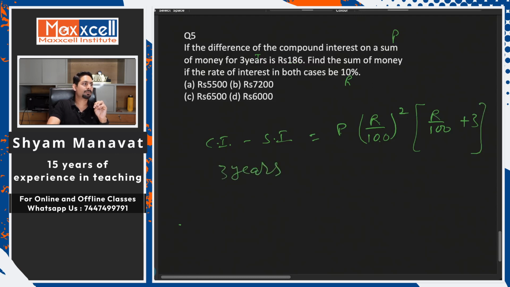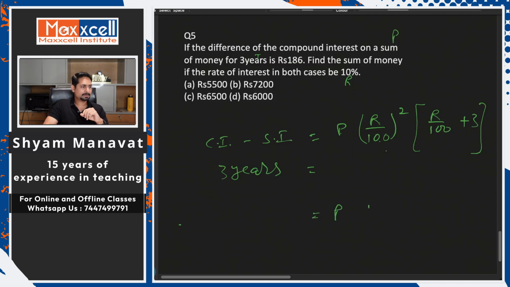Yeah. What is for 1 year? Yes, 0. What is for 2 years? Only this part. This part is for 2 years. And when you multiply by (r by 100 plus 3), that will become for 3 years. That's how you can remember. No problem. Principal, we need to find out. Yeah, that's what we need to find out.